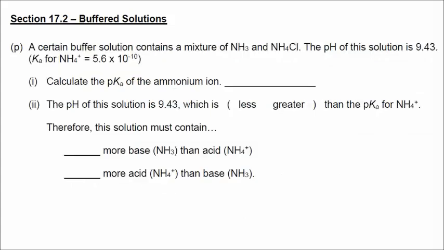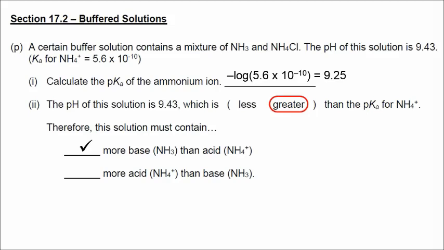Now we have a buffer that contains a mixture of ammonia and ammonium, and the pH happens to be 9.43. Let's start with the pKa of the ammonium ion. They're giving us the Ka. We take the negative log of that value and we get 9.25. But remember, the pH of our buffer solution is 9.43, which is greater than the pKa. Since our pH is greater than the pKa, that must mean we have a little bit more base, ammonia, than we have acid, ammonium.